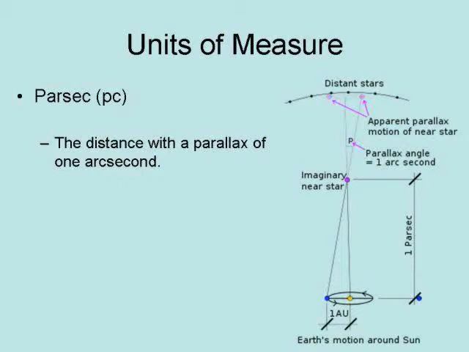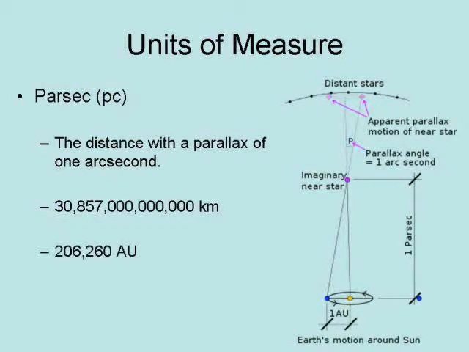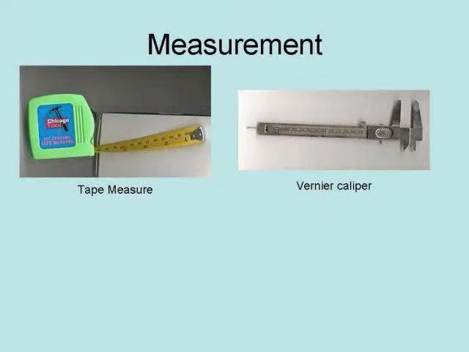The next unit of measure for space is the parsec. This is the distance with a parallax of 1 arcsecond. 1 parsec equals 30,857,000,000,000 kilometers, or 2,260 astronomical units. And it is 3.26156 light years.